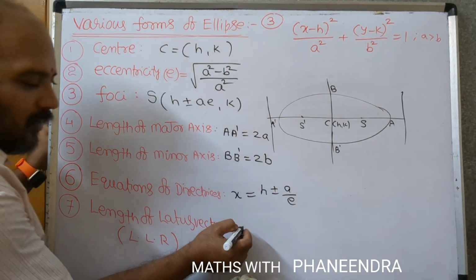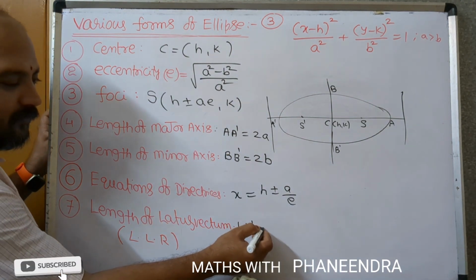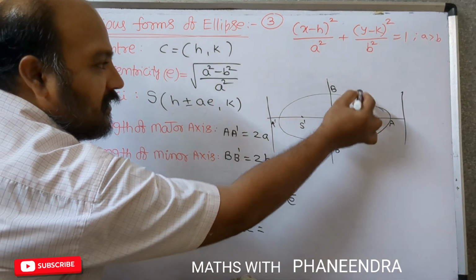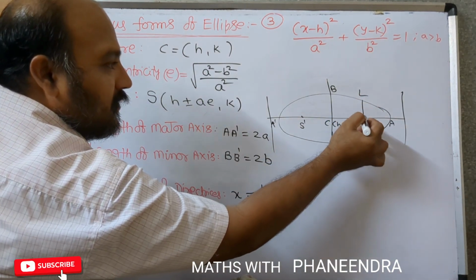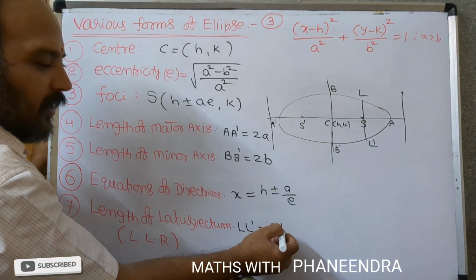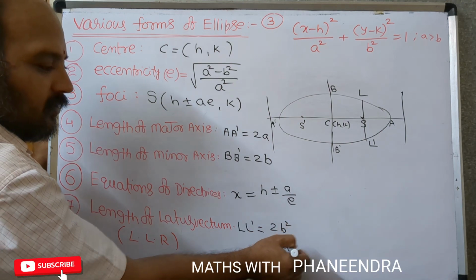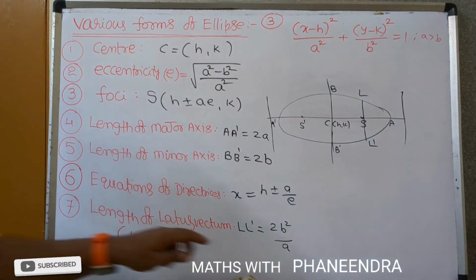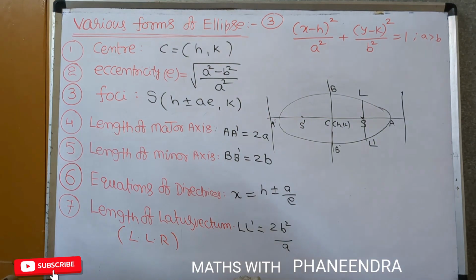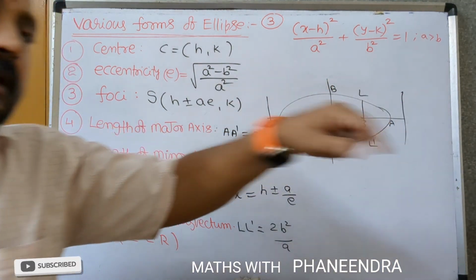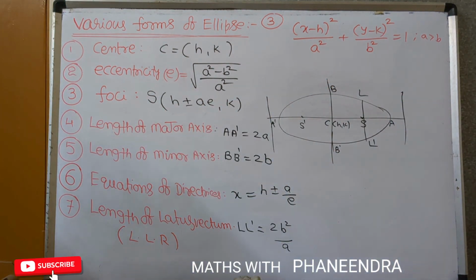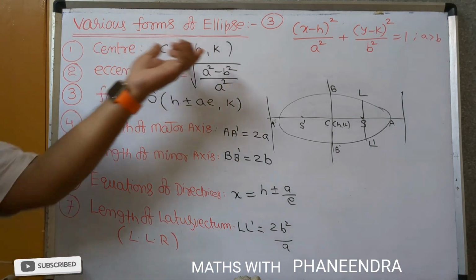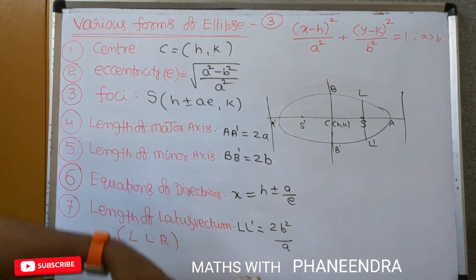Next, length of latus rectum. The length also will be changed. So LL dash is equal to 2b square by a. Whenever a is greater than b, the length of latus rectum is 2b square by a. So when the center is at h comma k, this is the information.